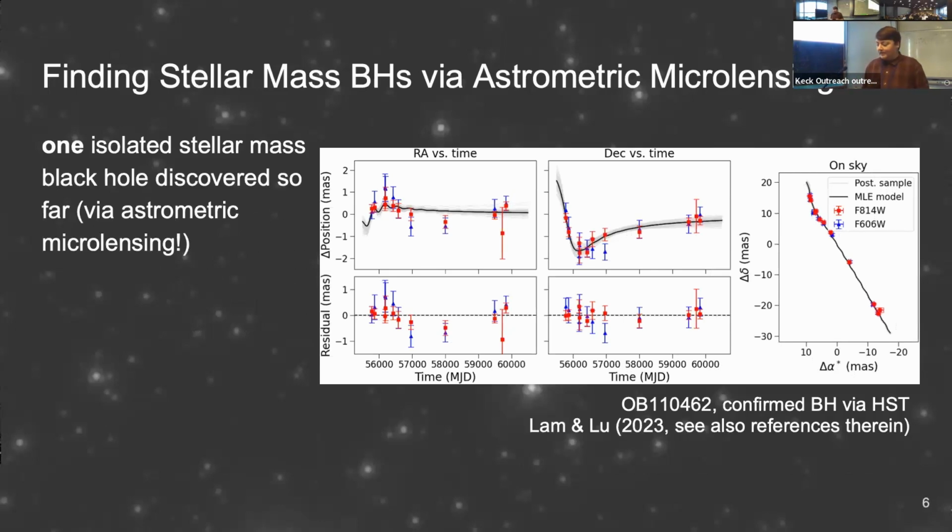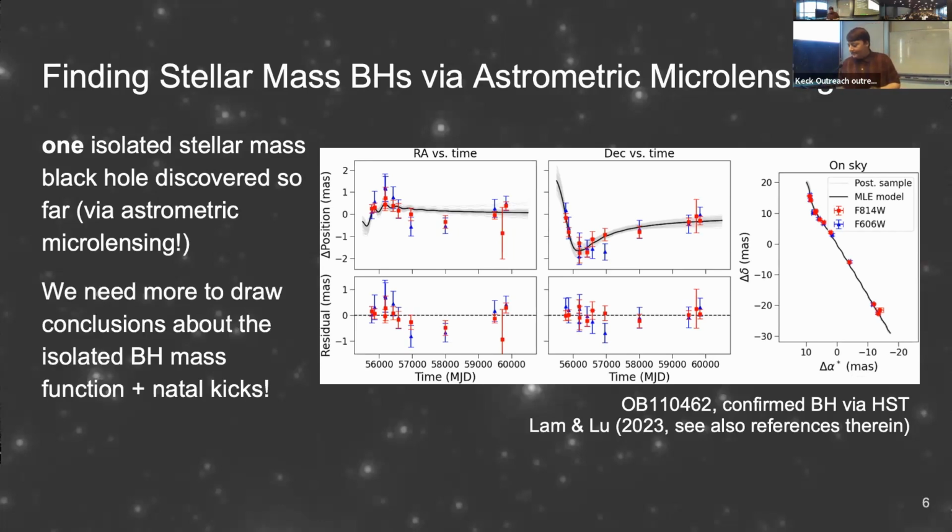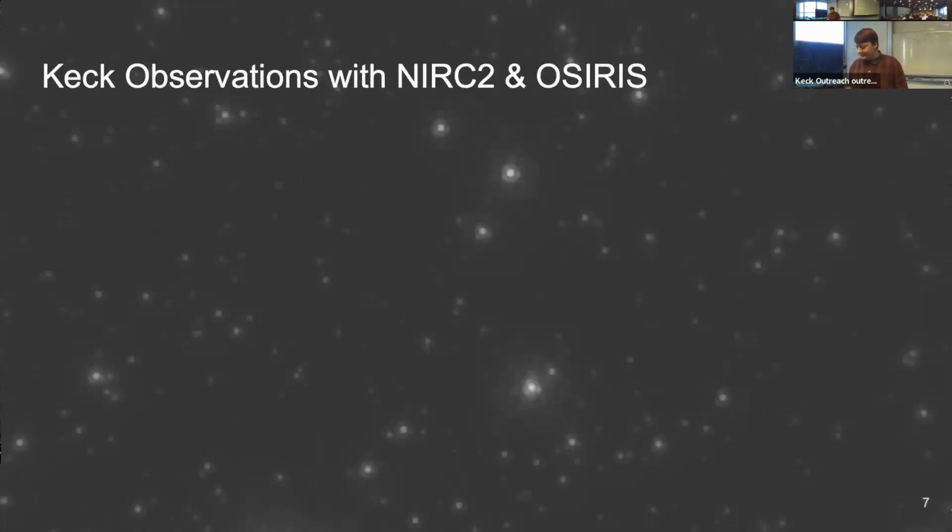And so far, there has been one isolated stellar mass black hole discovered through this technique through astrometric microlensing. This was OB110462, which was confirmed as a black hole with HST astrometry. So this is from a paper by Casey Lamb and Jessica Liu that came out of our group just before I joined it. And so what we're trying to do with this project and our continued work is to add additional isolated stellar mass black holes to this population so that we can draw some conclusions about the masses of these objects, as well as natal kicks by also measuring their kinematics.